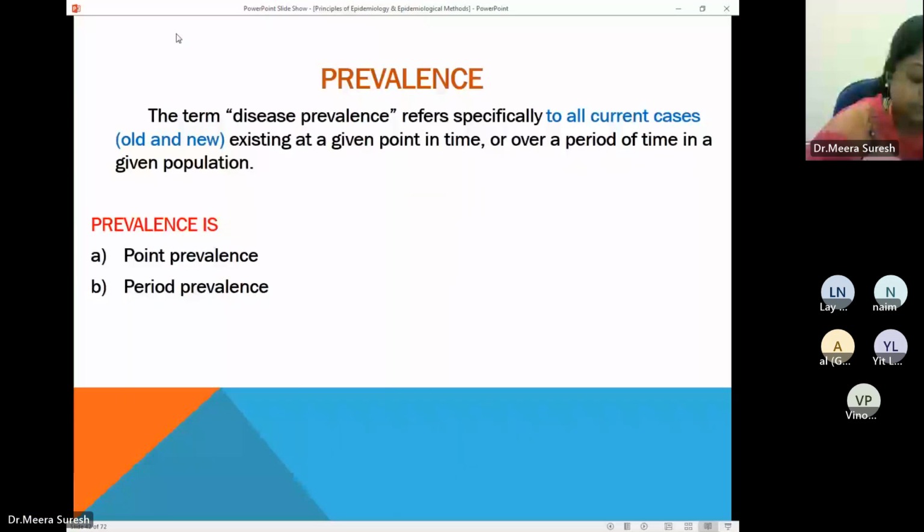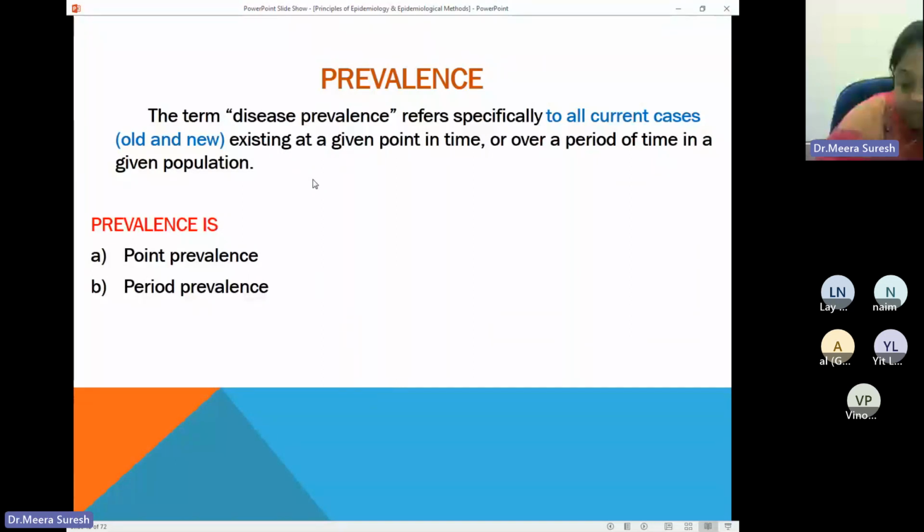Now, the second concept in case of morbidity is prevalence. Here we are going to include all the current cases, old and new. So that is the difference between incidence and prevalence. Incidence is completely new cases, and prevalence is existing cases, all the old and new cases.